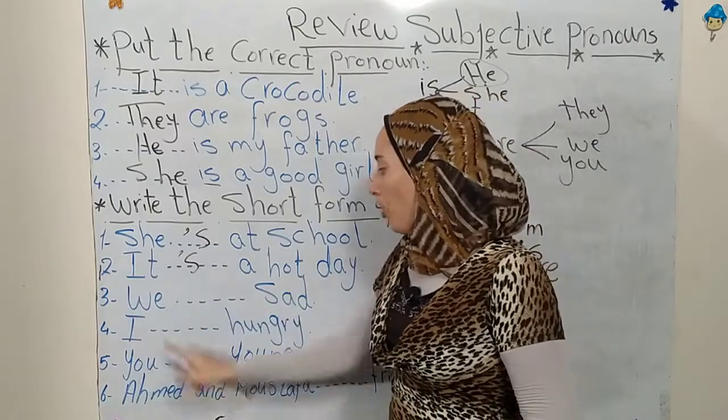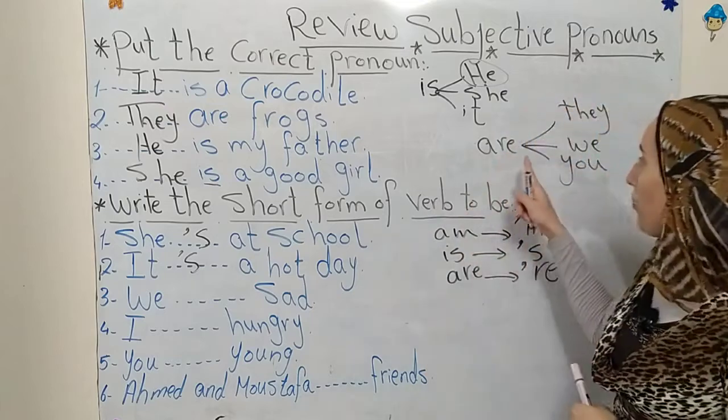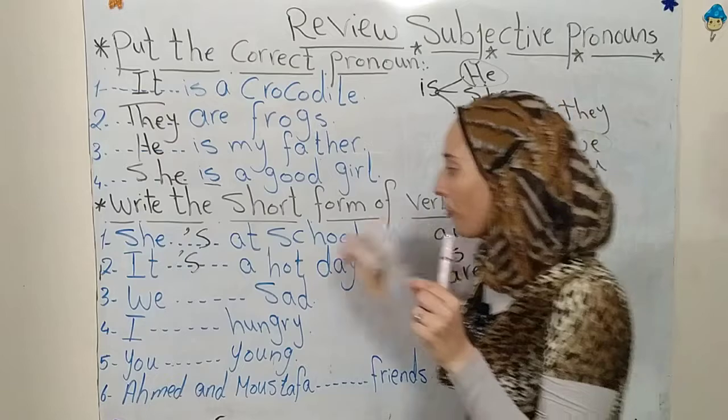Excellent. Number 3, we space sad. we يلا نبص كده كويس. we اهي بتاخد ايه؟ are. Write it as a short form.